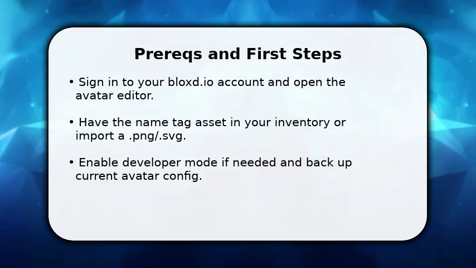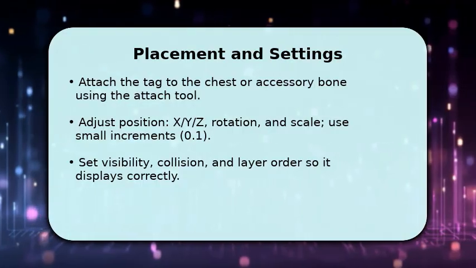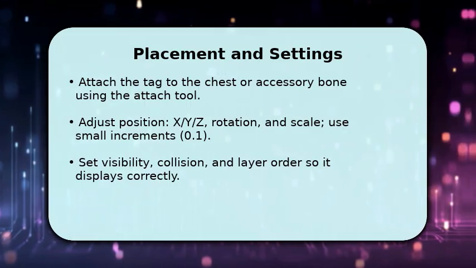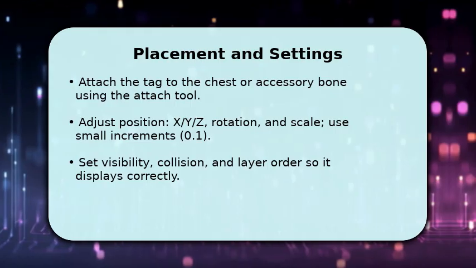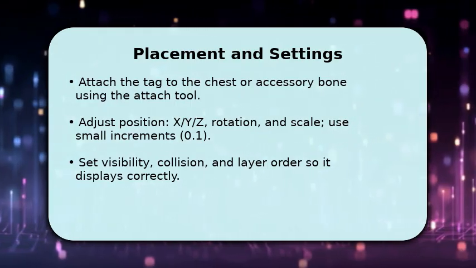Next, attach the name tag to the correct bone or accessory mount, usually chest or collar, using the Attach tool. You'll adjust X, Y, and Z coordinates plus rotation and scale, nudge in 0.1 increments so the tag sits naturally and doesn't clip.